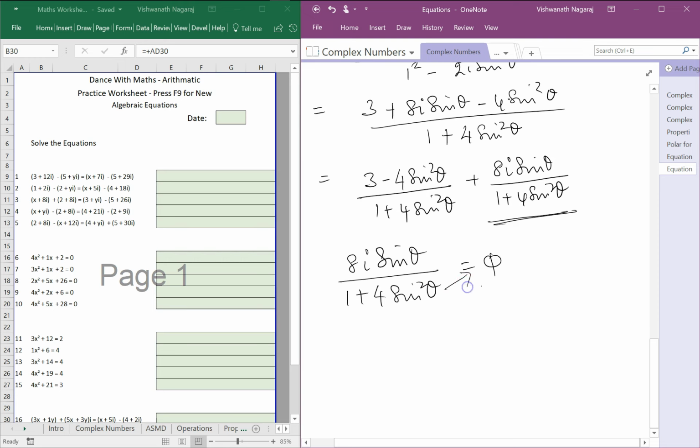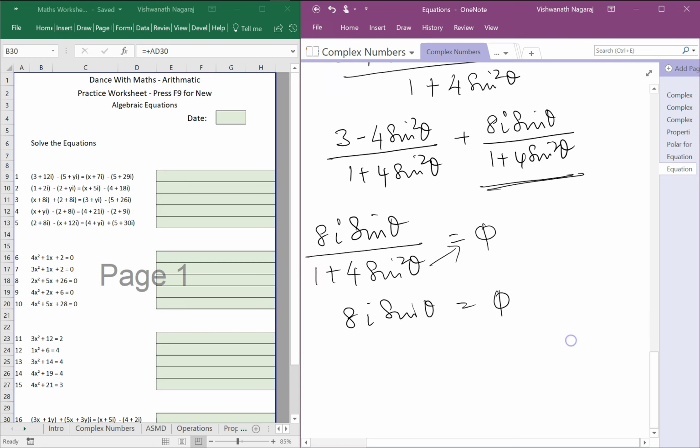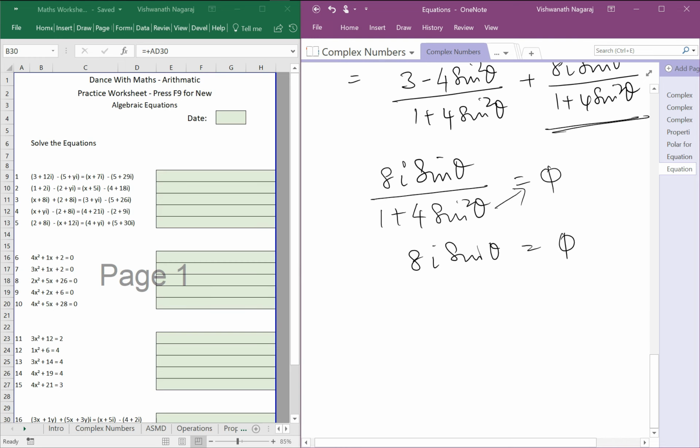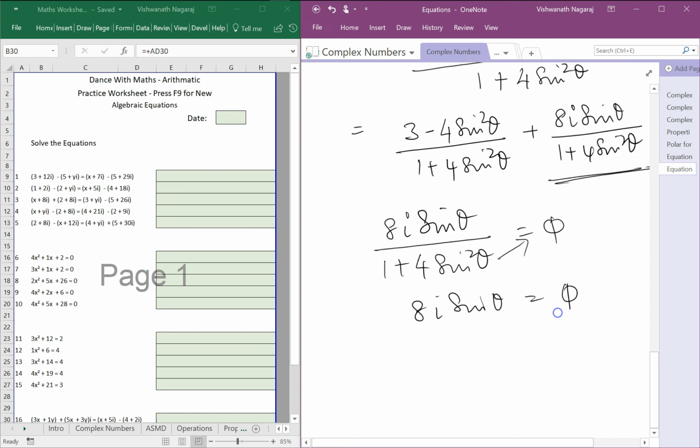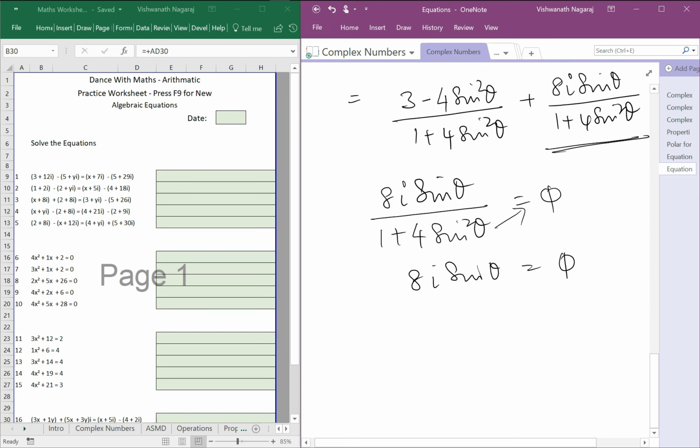Now let's take it to the other side. Anything multiplied by 0 is 0. Let's take 8i also to that side, so 0 divided by anything is 0. So sinθ has to be 0 for this whole expression to be 0.